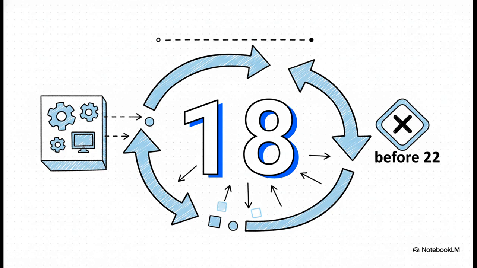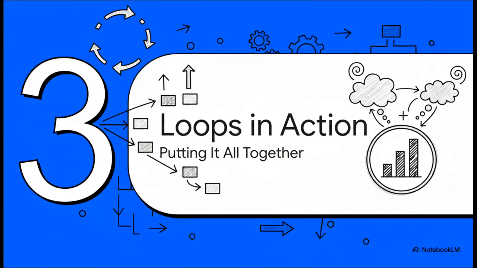Now, here's the important part. If it added 4 again, we'd hit 22. But remember our rule. We said stop before 22. So the loop knows its work is done, and it just stops. That's precise control. All right, so we can loop through lists, and we can generate our own number sequences.